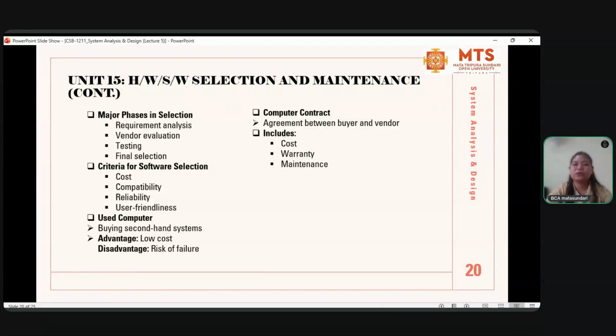A computer contract is an agreement between the buyer and the vendor, which includes cost, warranty, and maintenance. Whenever you make a contract for a computer, what we have to include is cost, warranty, and maintenance.